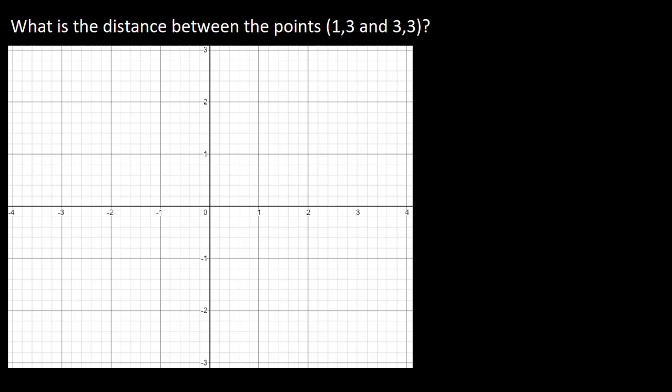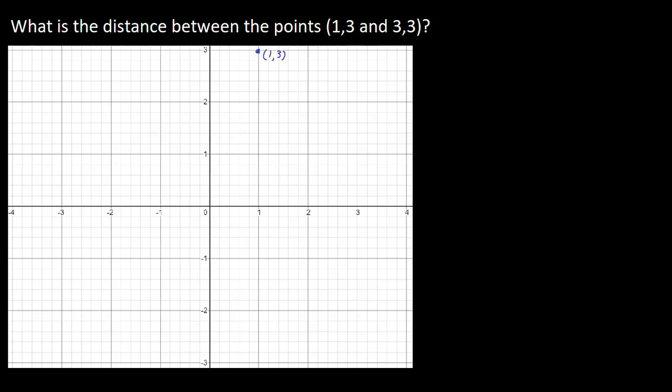What is the distance between 2 points, (1, 3) and (3, 3)? And I think it's best to work this through starting with just simply graphing the points out. So we have the point (1, 3), so that's 1 over on the x, and then we go 1, 2, 3 on the y. And we can put a point down here at (1, 3). So this is the point (1, 3).